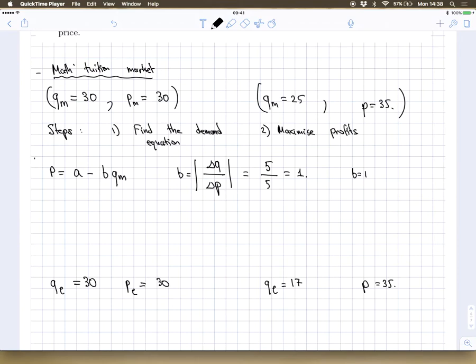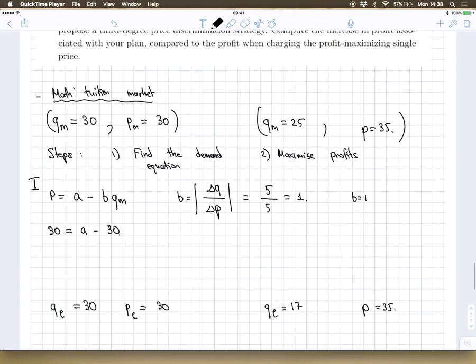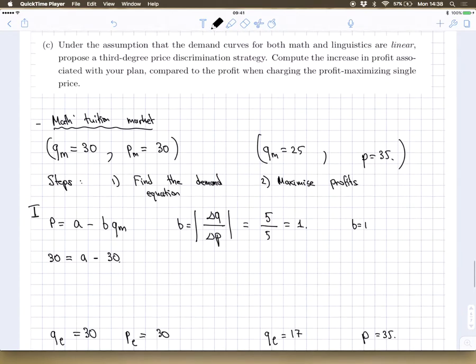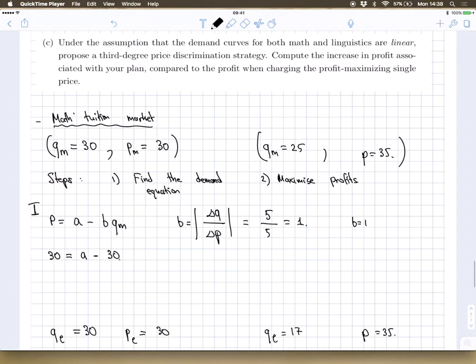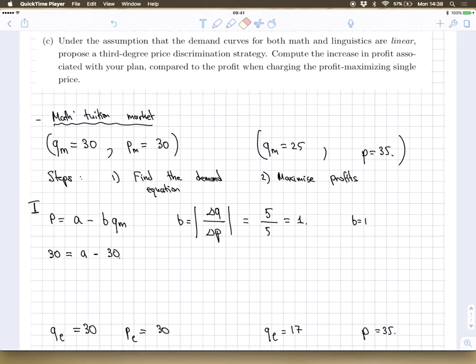So this is step 1, okay? I'm just doing step 1 here. Then I can plug it into 1. So 30 is equal to A minus 30. Is that right? Changing Q. Yeah, changing P or changing Q. Changing P. Yeah, changing. Yes, sure. This would be changing P and changing Q. Yes.